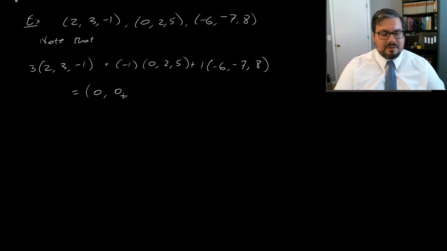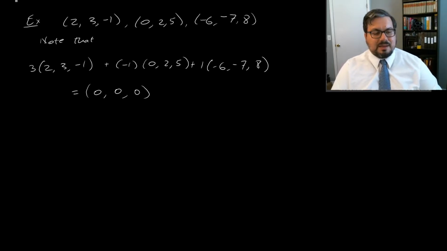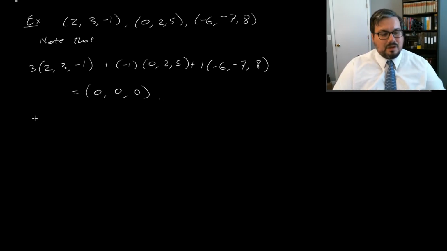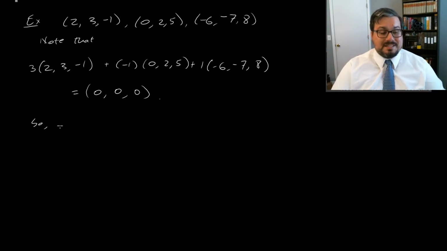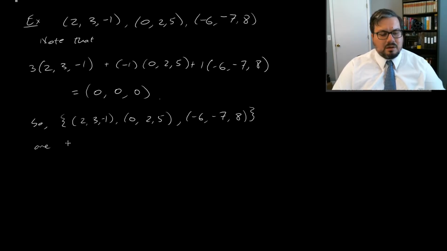And we can compare this component by component. In the first component, we get 3 times 2, plus -1 times 0, plus 1 times -6, which is 0. 3 times 3, minus 2, minus 7 is 0. -3, minus 5, plus 8 is 0. So that means that there's a non-trivial linear combination of these vectors which gives the 0 vector. And so that means that the elements (2, 3, -1), (0, 2, 5), and (-6, -7, 8) are linearly dependent.